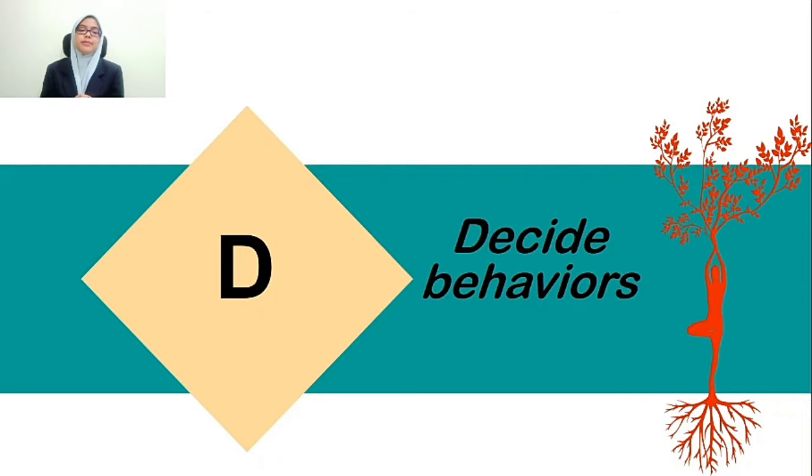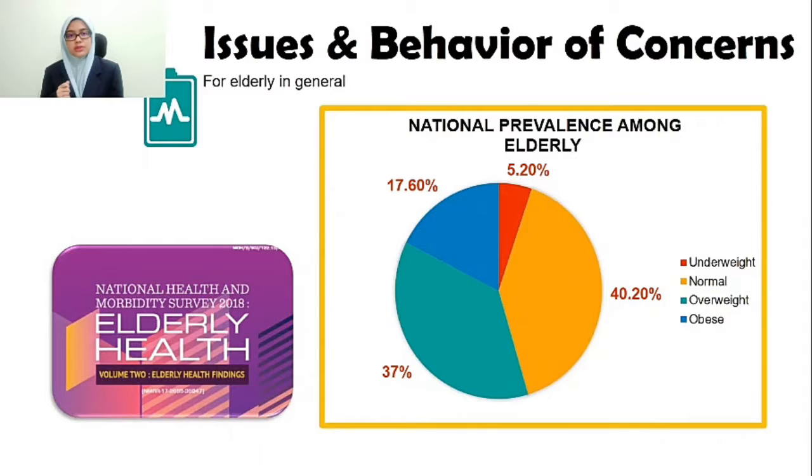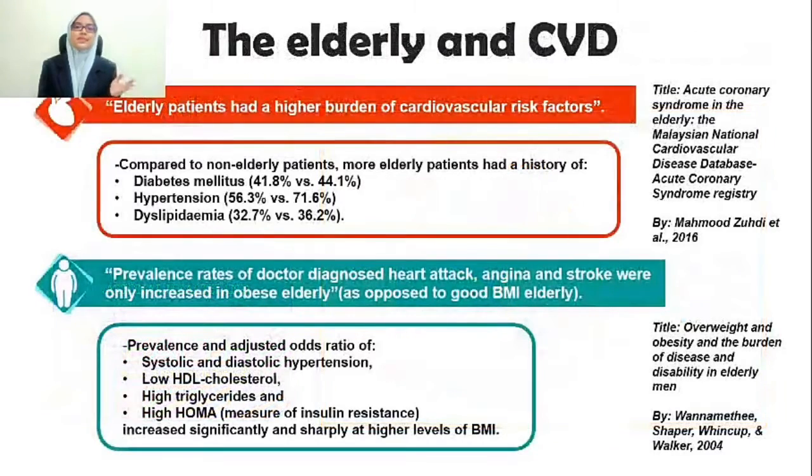For the issues and behavior of concern, through the National Health and Morbidity Survey 2018, we found that more than half of the elderly people are either overweight or obese. This is very worrying as the elderly tend to have worse effects of diseases due to their old age. These are some examples of articles that showed that the elderly have a higher burden of cardiovascular risk factors, and the risk is also increased in obese people.